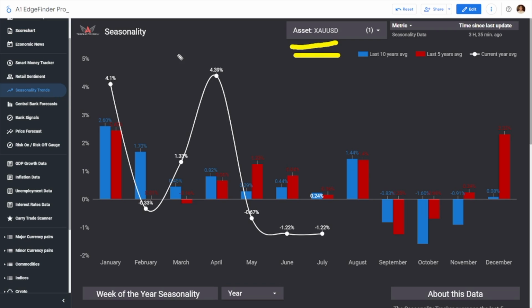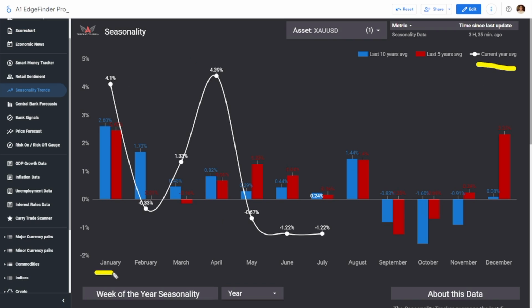Now, there's three things that I'd like to direct your attention to. We have the white line here, the blue, and the red columns. And I'm going to show you how to read this chart. And in just a few minutes, anybody can be trained to use seasonality to improve their trading. It's really quite cool. Okay, so the white line is this year's performance month to month.